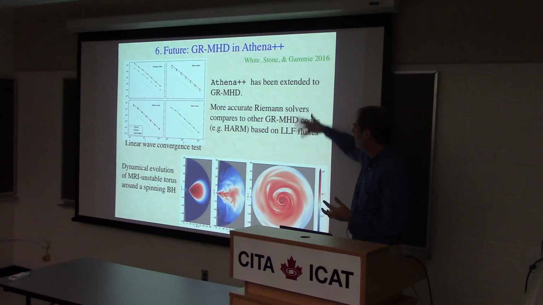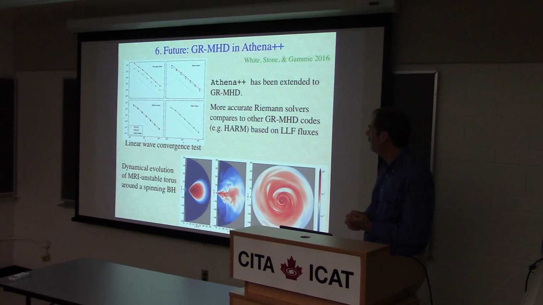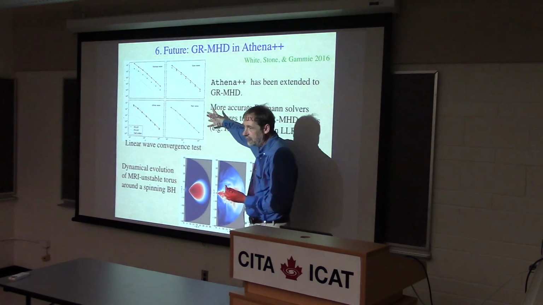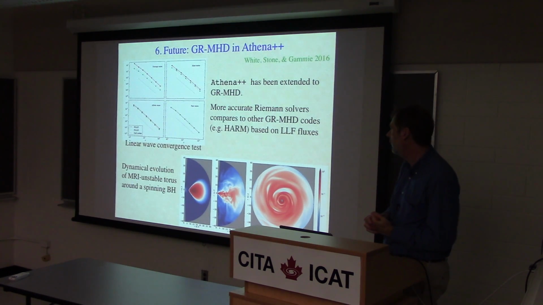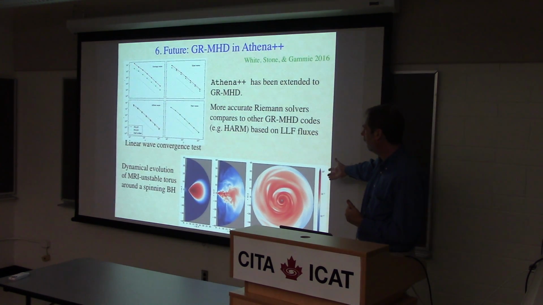And so you can get order of magnitude less diffusion, as measured by, for example, linear waves, when you're using these more advanced HLLD-type solvers for relativistic flows. We've started doing 3D GR-MHD calculations of accretion around spinning black holes. This is something my former student Chris White has been doing, and there'll be more coming soon.